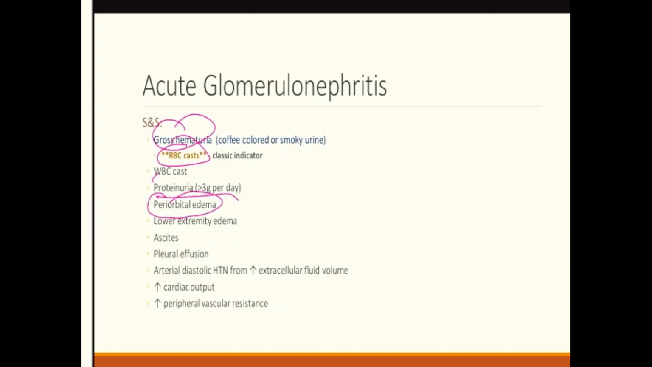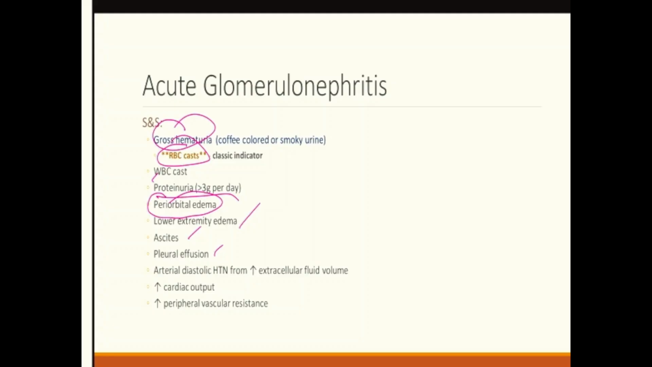Periorbital edema, they get puffy eyes. That's due to the protein being spilled into the urine. Lower extremity edema, ascites, pleural effusion, all from the same reasons. Problems with protein. The oncotic pressure reduces because you're losing the protein in the urine. So that goes down.